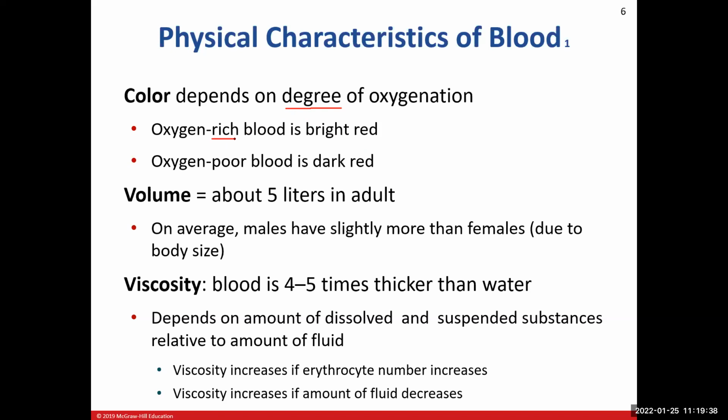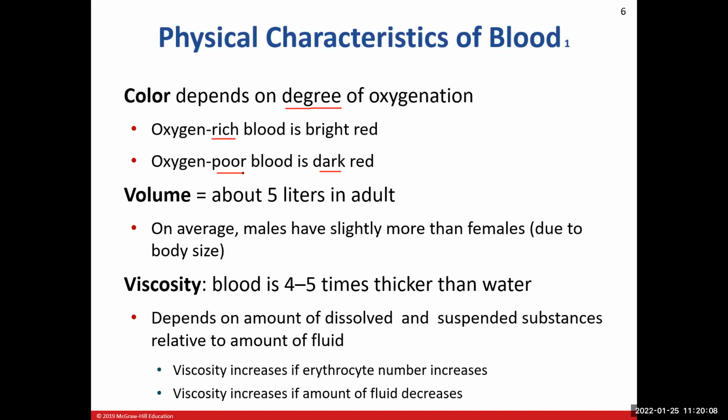Oxygen poor blood will appear to be a dark red, right? So we use terms like oxygenated and deoxygenated blood. Just because I'm using the term deoxygenated blood doesn't mean that it does not have oxygen, it just has very low levels of oxygen. Your veins carry blood that does have some oxygen in it. It's just low levels, okay? So it's oxygen poor blood.